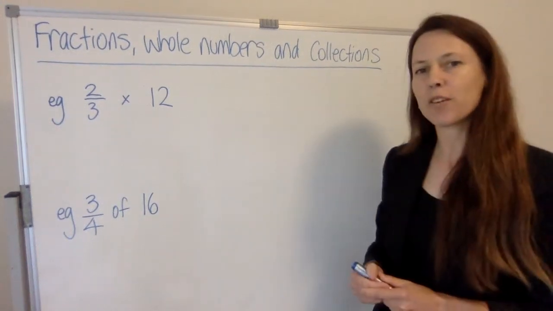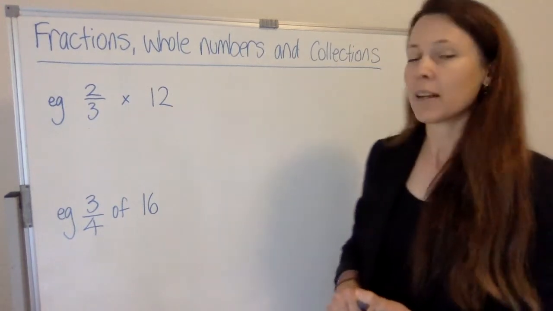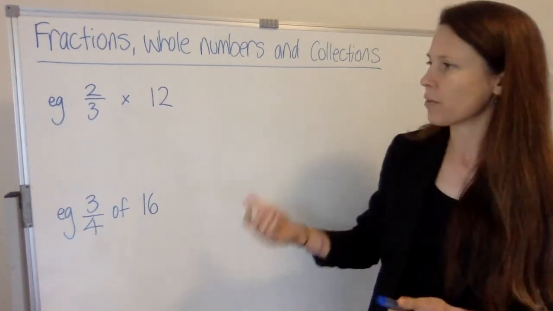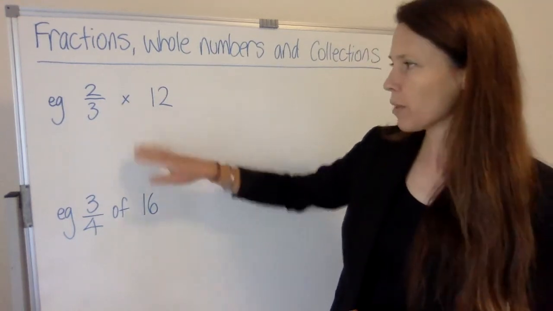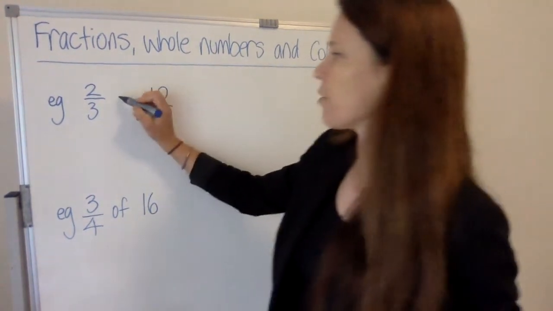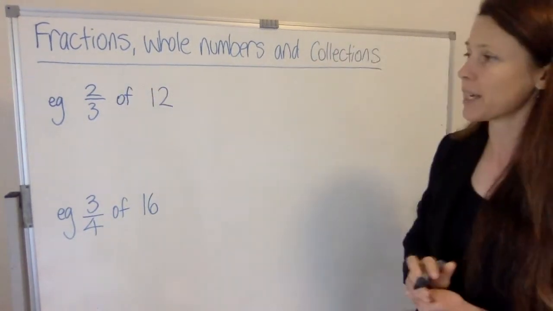Let's look at how to find a certain fraction of a whole number. Now I've got two examples here. Let's have a look at how to draw a picture to make sense of the representation. 2/3 times 12. I'm going to rub out that times sign and just write for now 2/3 of 12 because it might be easy to think of it that way. We know it's the same thing.